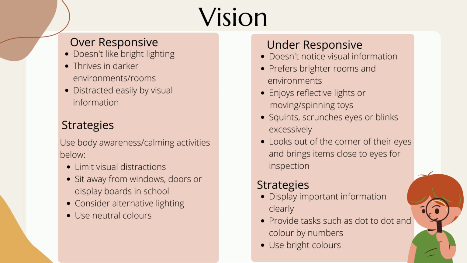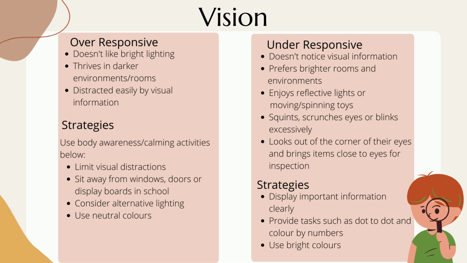If your child is over-responsive to visual information, you may notice that they have a dislike for bright lighting and tend to thrive in darker environments or rooms, even loving it at bedtime when the lights get switched off, whereas other children may be fearful of the dark. They also get distracted easily by visual information, so if you have bright colours or posters or anything in a room, they may be easily distracted and not focus on the task at hand and instead stare at the wall.